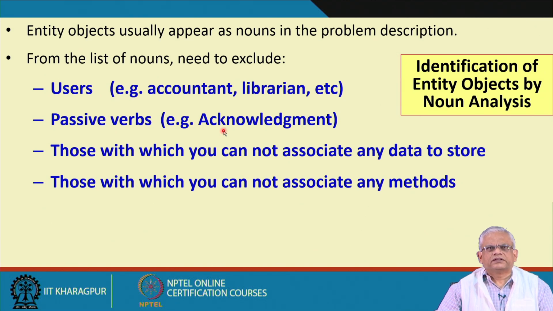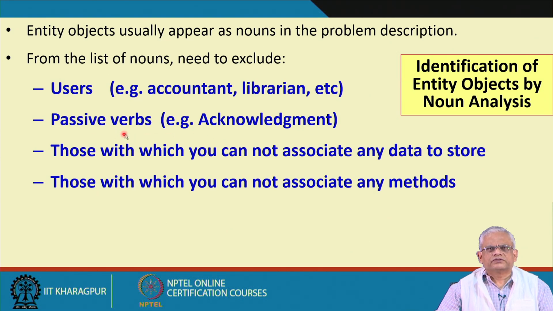Let me just repeat that. The nouns correspond to entity objects, some of the nouns, and the verbs in the problem description correspond to the methods. But the question remains which class will have which method, and we said that the interaction diagrams will help us to identify which verb or which method belongs to which class.